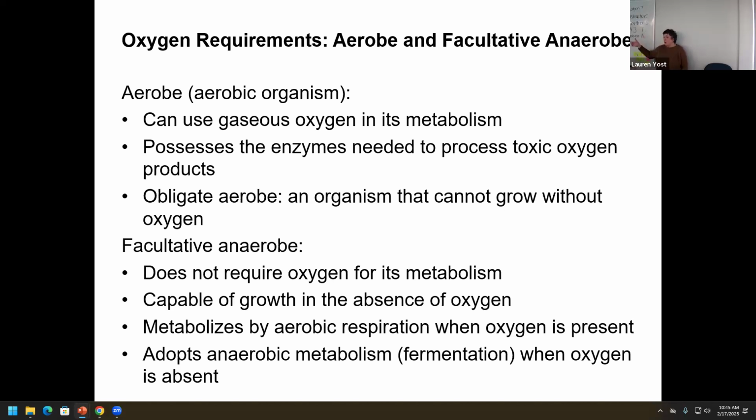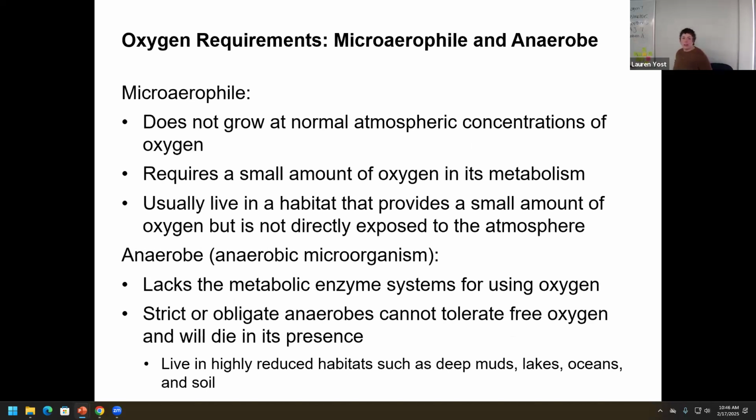So these guys can use oxygen when it's available. When oxygen is not available, fermentation takes over. That's the whole reason that whenever you're brewing your beer or your wine or your alcohol of whatever kind, you remove as much air as possible: because you want to encourage fermentation, and that's what gives you your alcohol as your byproduct. We'll talk about fermentation and how that works in chapter 10.